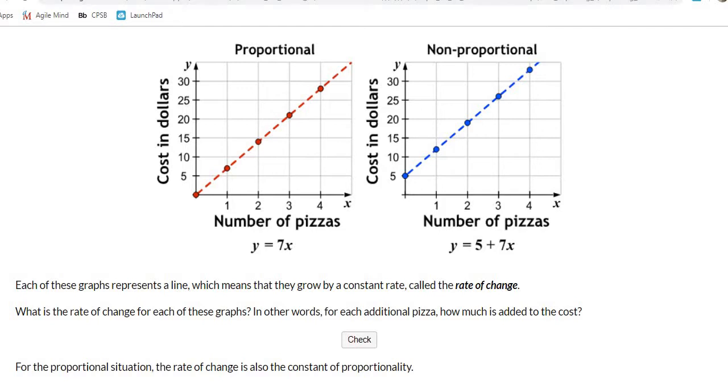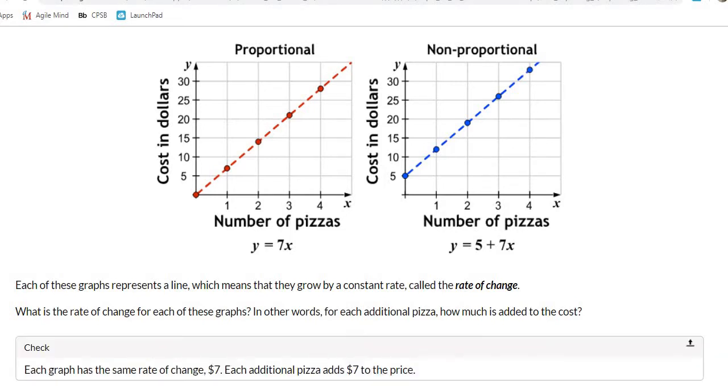But I can get more specific and call the red line's rate of change, I can also call it what? Constant of proportionality. Can I call the blue line a constant of proportionality? No, because it is not proportional. So it says, what is the rate of change for these graphs? $7. The rate of change for both was $7. That was 2A.